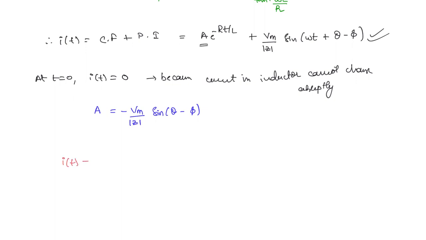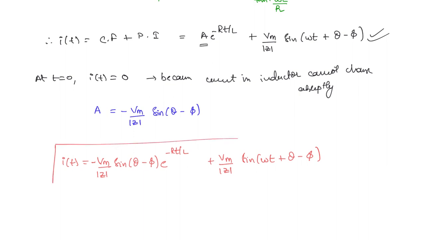i(t) is equal to minus Vm by mod Z sine theta minus phi e to the power minus Rt by L plus Vm by mod Z sine omega t plus theta minus phi. This is the final expression for current.